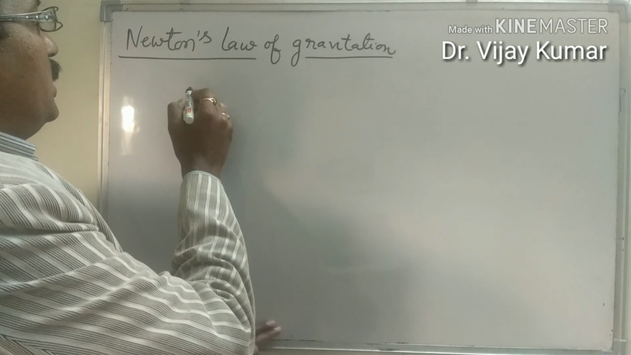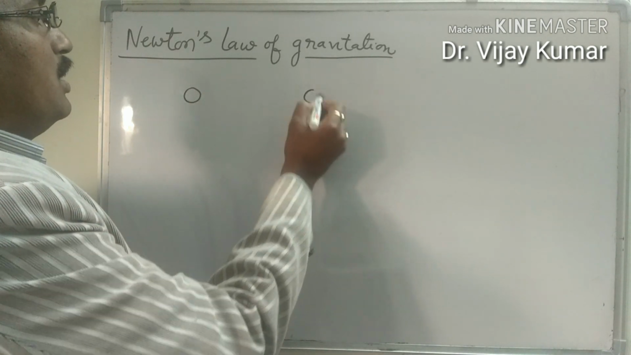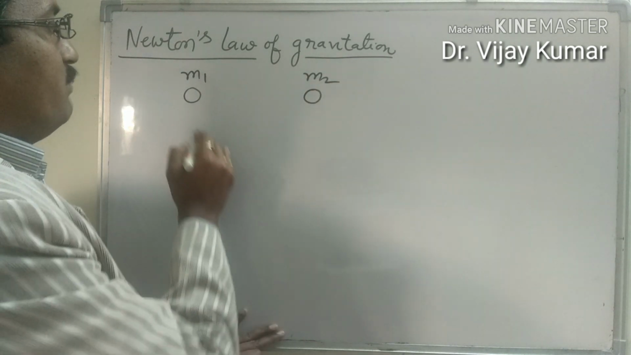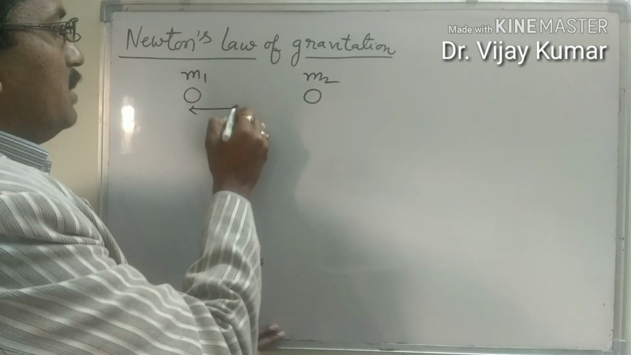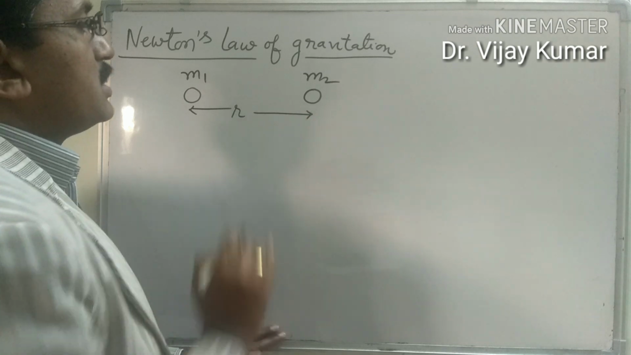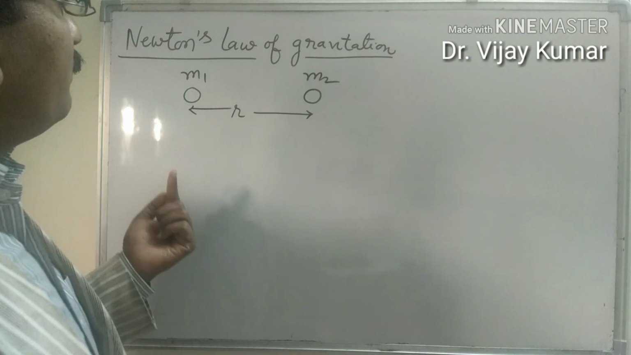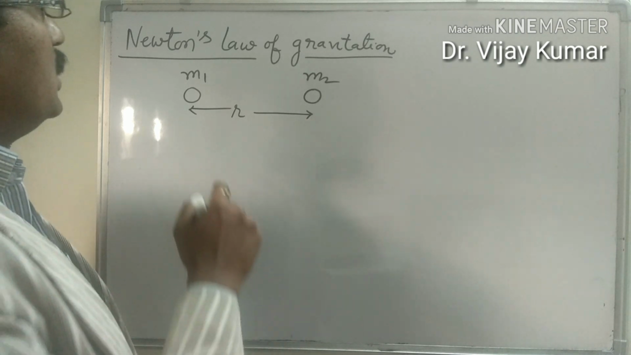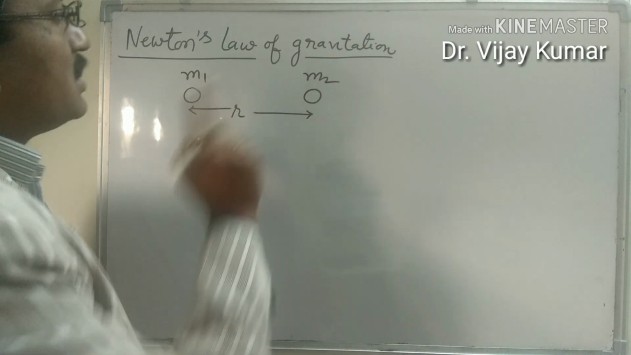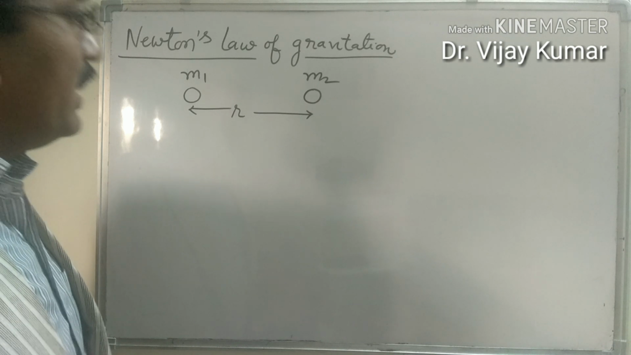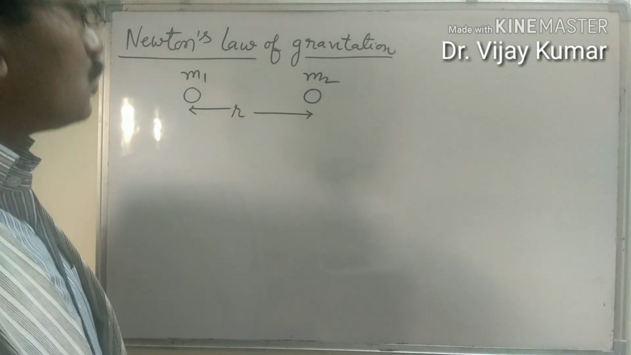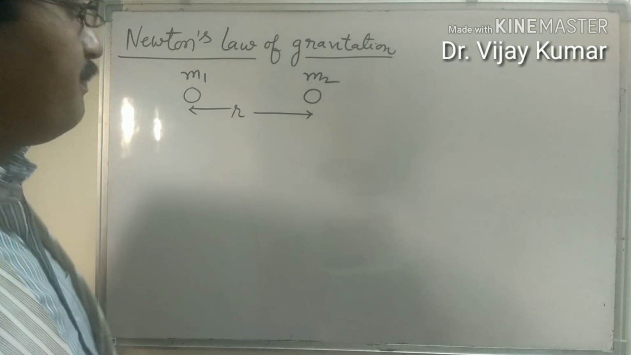Suppose there are two bodies, the masses of these bodies are m1 and m2, and they are separated by a distance r. Then the attractive force between these two bodies is directly proportional to the product of the masses of both bodies and inversely proportional to the square of the distance between them.